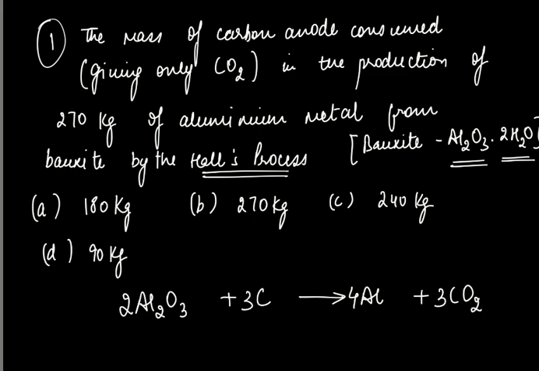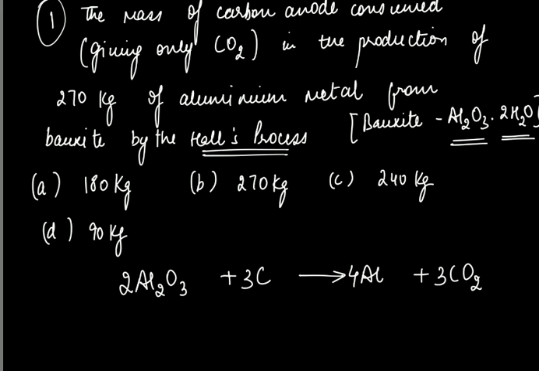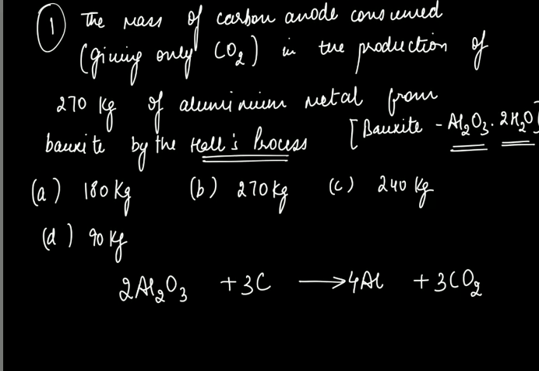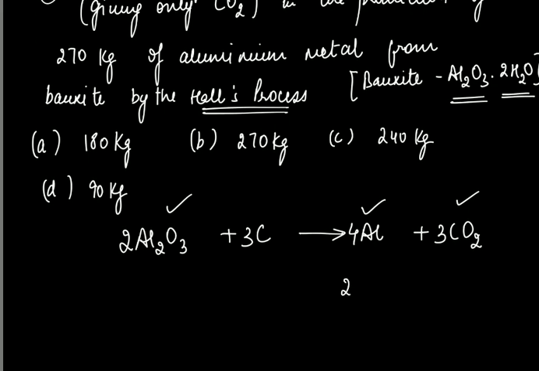Now this reaction is something that we'll be discussing in the future classes in metals and non-metals. This is a metal oxide, and carbon over here is acting as a carbon anode, but we even call it coke in the metallurgical operations, and it is reducing this metal oxide into the respective metal, and carbon dioxide is getting released. Now this is our equation, that is Hall's process. So the mass of carbon anode we need to calculate in the production of 270 kilogram of aluminium metal, or we can even take it in gram, 0.27 gram.